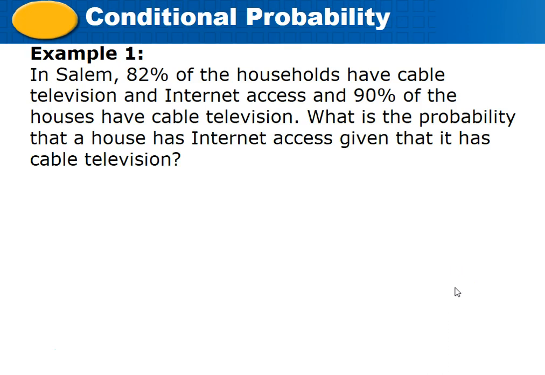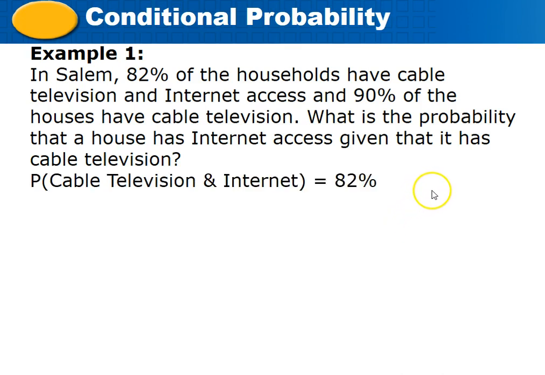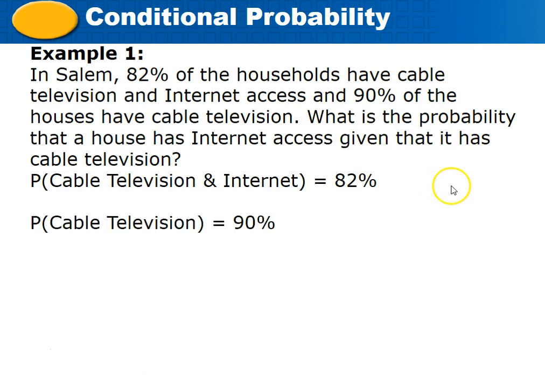It says, in Salem, 82% of the households have cable television and internet access, and 90% of the houses have cable television. What is the probability that a house has internet access given that it has cable television? So we're looking for the probability of cable and internet over the probability of cable television, because we want to find out what is the probability the house has internet access given that it has cable television. So the cable television and internet probability is 82%. The probability that cable television is 90%.